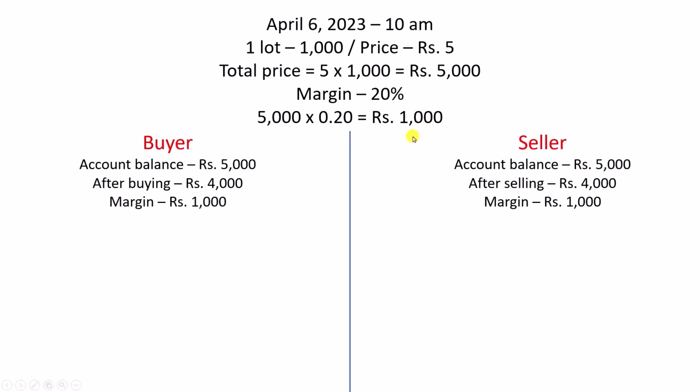So once they enter into the contract, this is how much is left in the account of the buyer. 5000 minus 1000 is 4000. So this is the account balance of the buyer. What account balance? The trading account balance. The amount that is in the trading account of the buyer. Same goes for the seller. 4000 rupees is in the account of the seller. So 1000 is paid as margin while buying, and 1000 is paid as margin while selling.